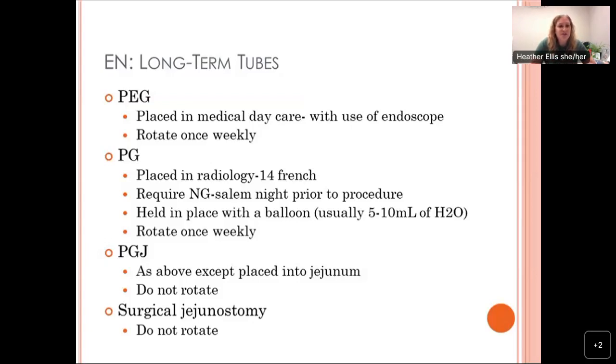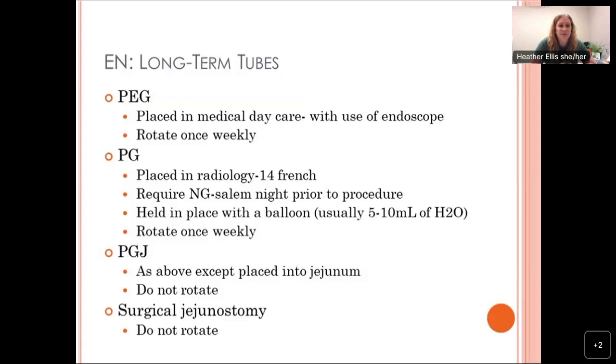And then we do have the PGJs. That is generally a PG that goes through the stomach and then down, threaded into the jejunum. We generally don't see a lot of these on the unit. They're for very specific patients who have issues with, again, their stomach not functioning properly, so something like gastroparesis, or patients that have chronic pancreatitis and we can't get them tolerating a gastric feed and they require a jejunal tube.